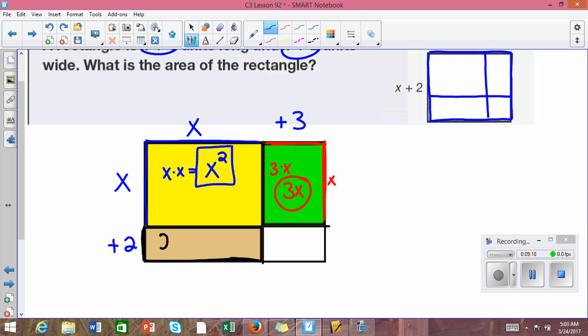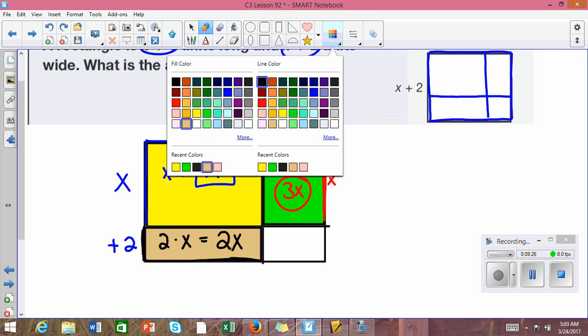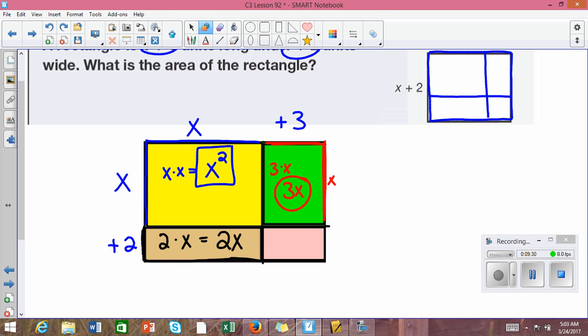So we're going to take 2 times x, and that is equal to 2x. Okay, and our last rectangle, yes, we get to use our pretty pink again. Our last rectangle down here is probably the easiest rectangle of them all. We have a length, from here to here, of 3, and our width from this point to this point is 2.